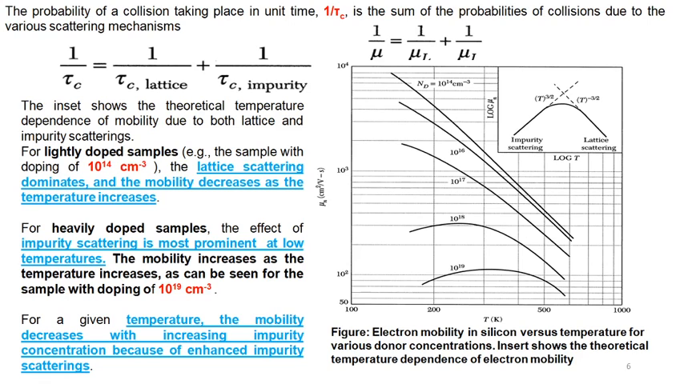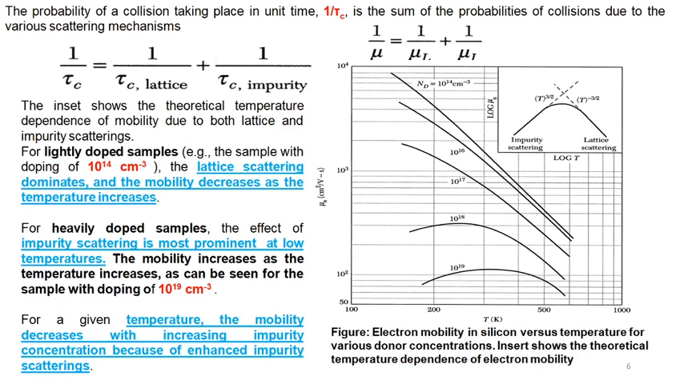If you see the temperature from 100 Kelvin to 1000 Kelvin, and the donor atom concentration varies. If Nd, the donor concentration, is 10 raised to 14 per centimeter cube, or if you go to 10 raised to 19 per centimeter cube, then it is showing, that is a lightly doped semiconductor. Then lattice scattering becomes important, and mobility decreases as the temperature increases. And from approximately 175 Kelvin to 550 or 600 Kelvin, the mobility goes on decreasing.